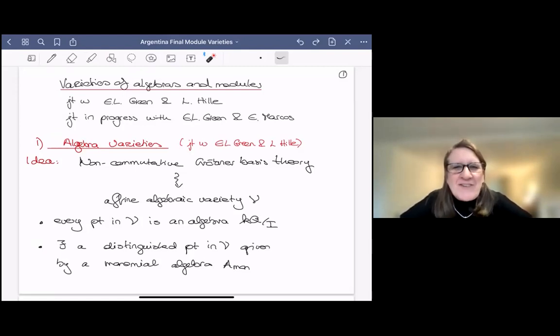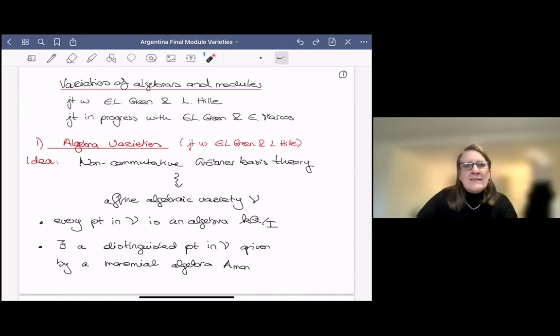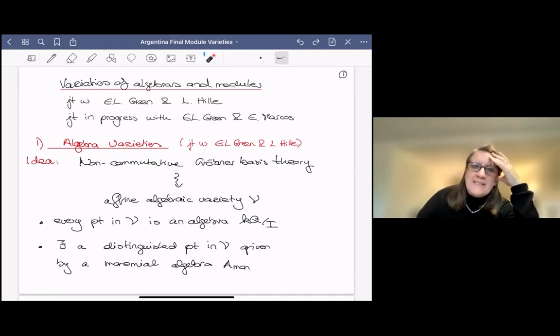Okay, so this talk is on joint work, on two papers really, three actually. One is with Ed Green and Lutz Hille, which is on varieties of algebras, and one is on joint work in progress with Ed Green and Eduardo Marcus. And basically, the idea underlying this is to use non-commutative Gröbner bases to construct varieties.